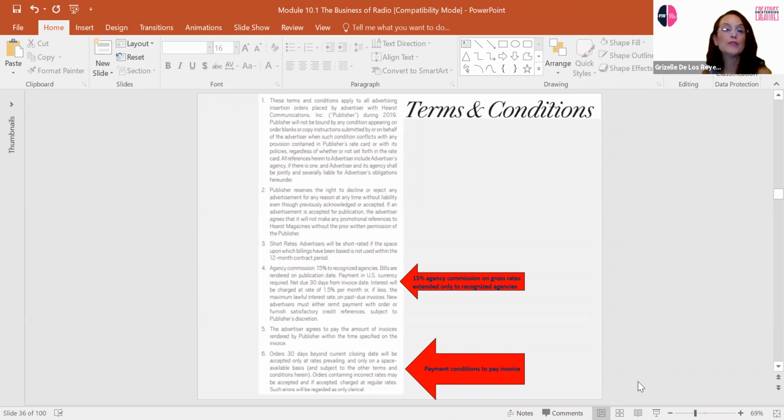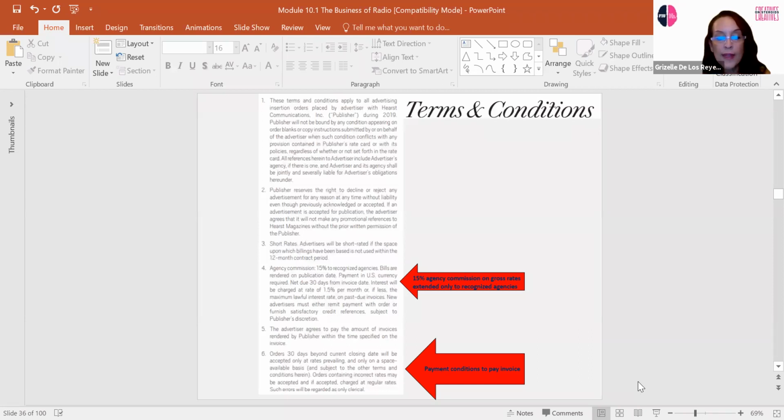So sometimes, if you're in sales, you take those contracts to your LSM and they decide whether to recognize, or they may ask for paperwork, if they're going to recognize an in-house agency for a particular advertiser in order to recognize that 15% agency commission.